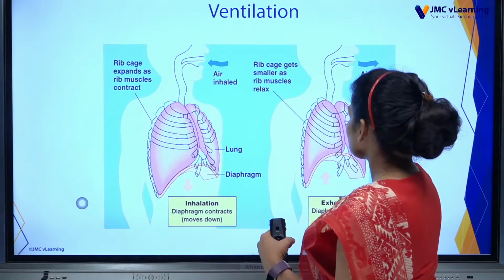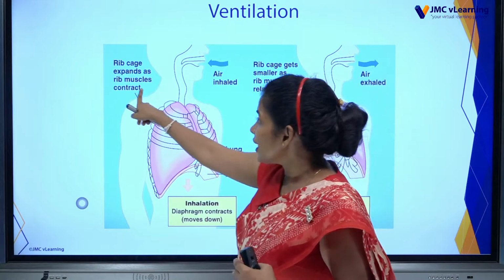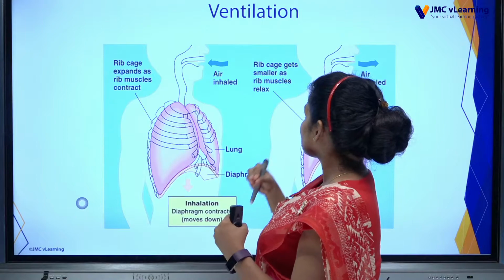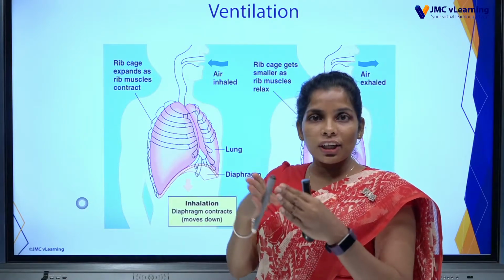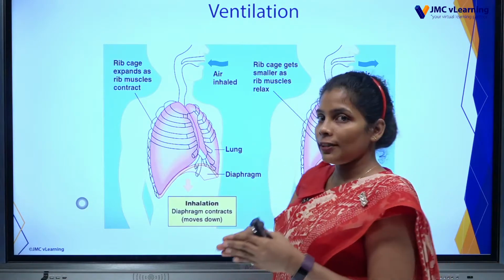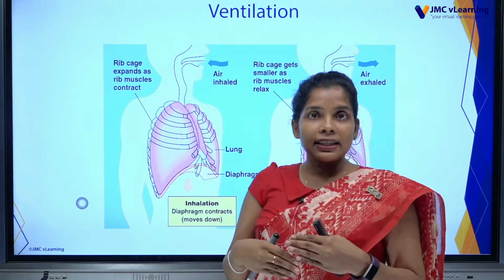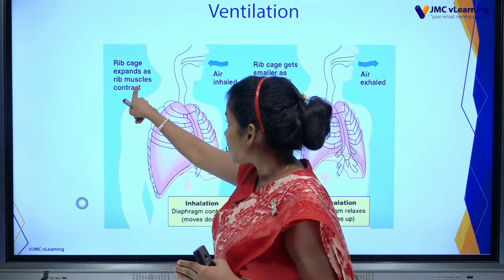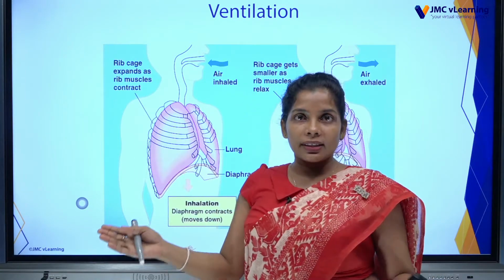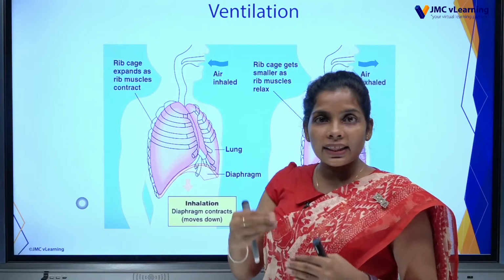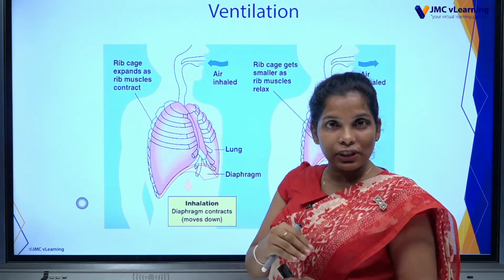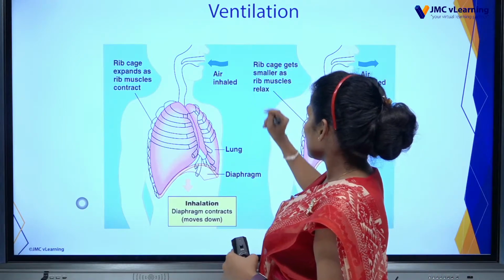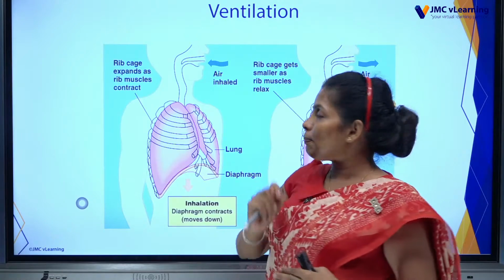What happened during exhalation? When inhalation is here, the rib cage expands. Now, what happened to the rib cage? It gets smaller as the rib muscles relax. What happened to the rib muscles? They relax. But during inhalation, the rib muscles contract. When I am explaining this, you are going to see the differences between inhalation and exhalation. So here the rib cage gets smaller as the rib muscles relax.